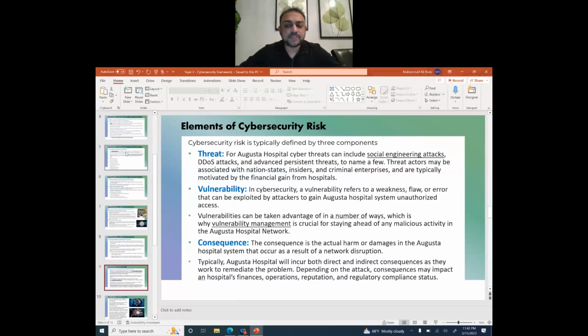Consequences are basically the actual harm or damage in the Augusta hospital system that occurs as a result of the network disruption. It could hit our hospital finance, our operations, our reputation, and regulatory compliance. We could have fines, federal fines as well. So that's how we need to be conscious of all the consequences of cybersecurity risk.